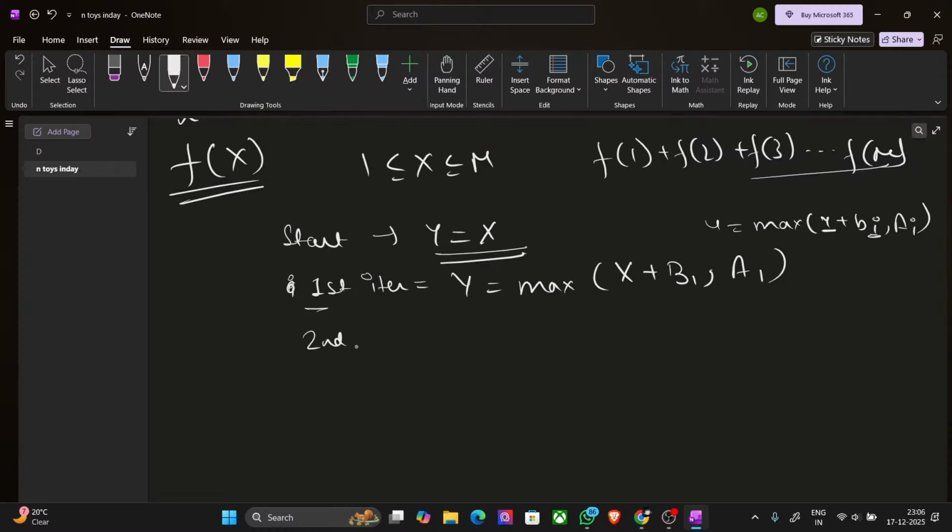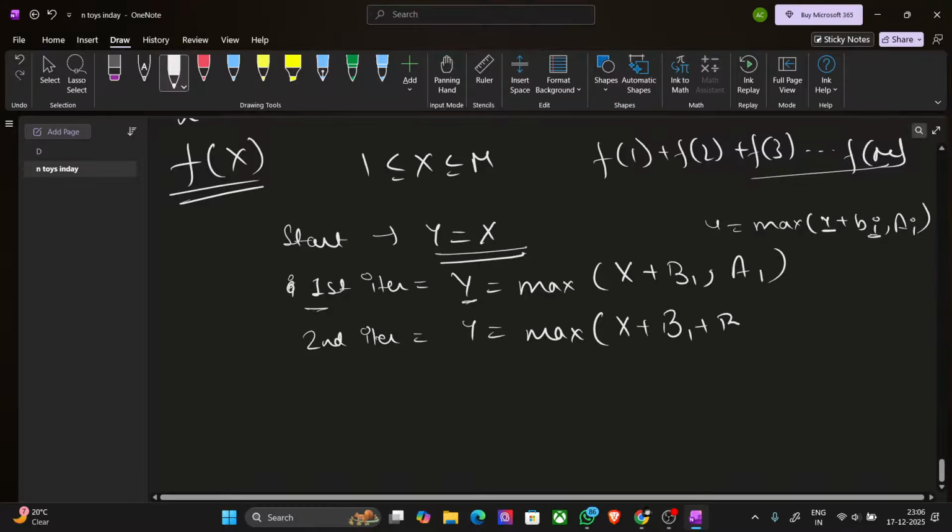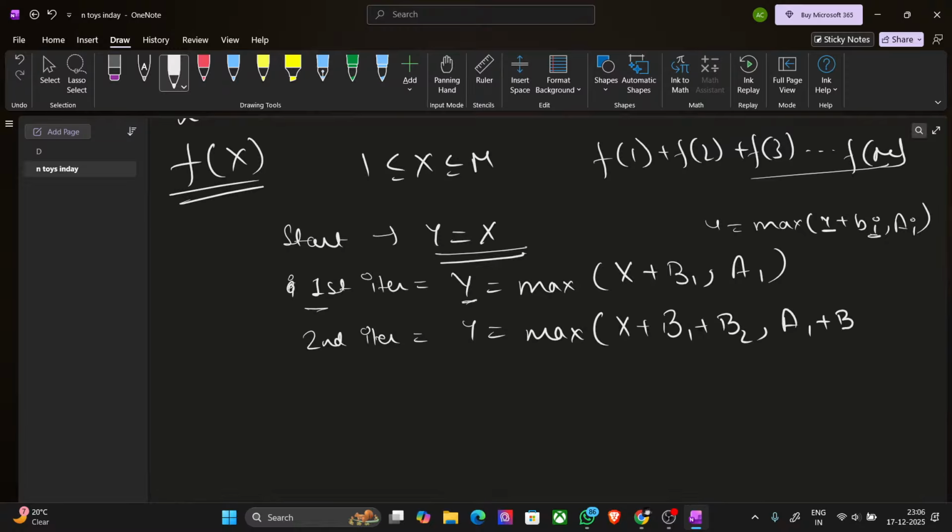Now the second iteration, my y equals max of, now I will substitute this y here, so which will be equal to, let's say, max of x plus b1 plus b2, which is the next iteration b, comma a1 plus b2 comma a2. How I have substituted it, I can write it here.